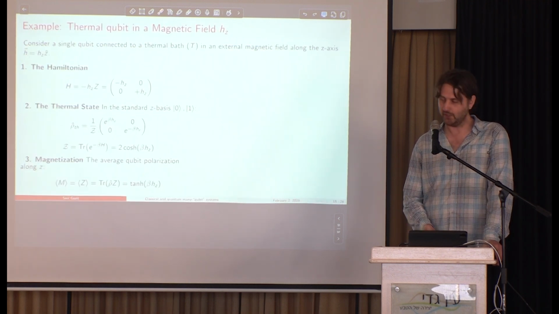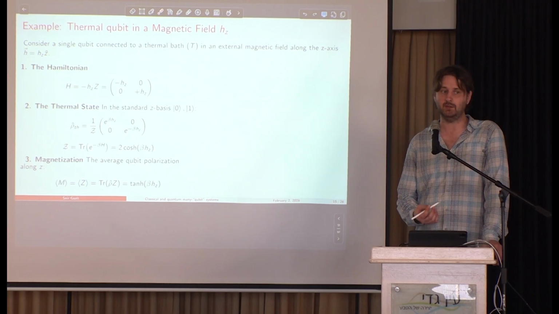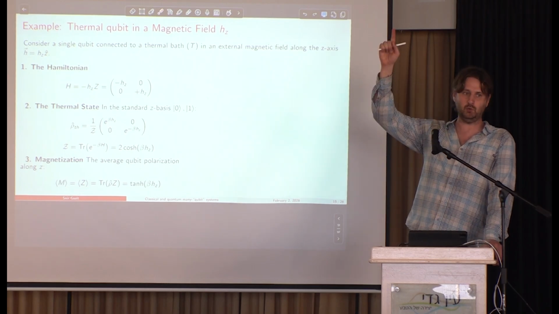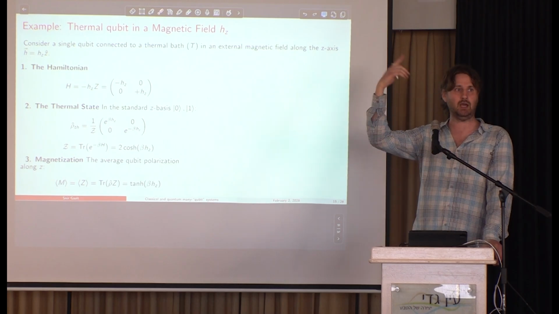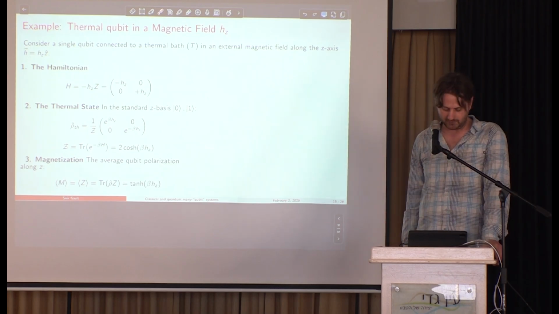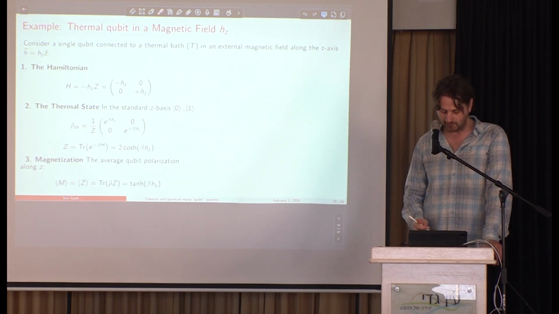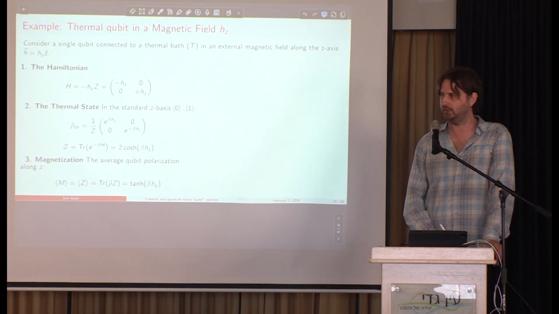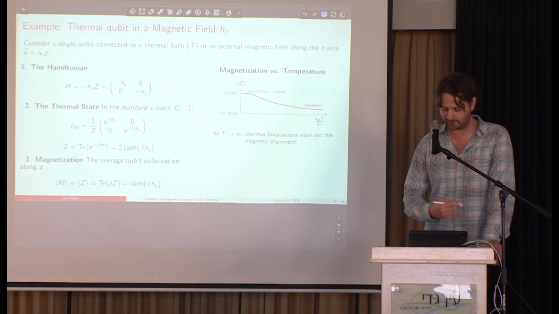And we can, for instance, measure the magnetization. What is the magnetization? It's the expectation value of z. It tells you how much up do we have and how much down, where we think about up as 0 and down as 1. And simple algebra, which I encourage you to do, gives you the hyperbolic tangent of beta z.